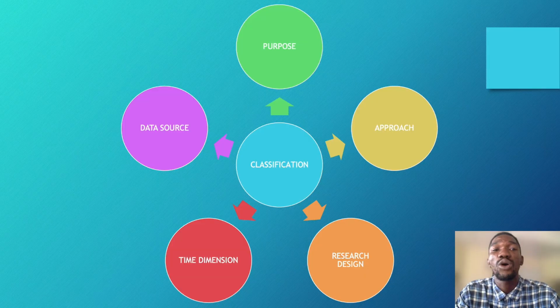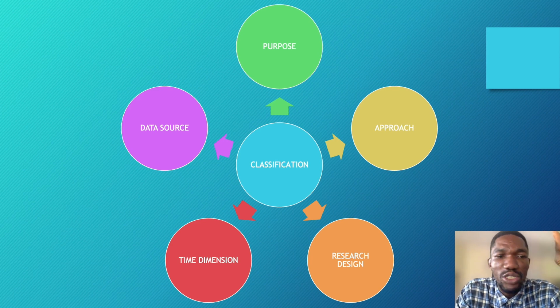Now we have different types of research based on the school of thought and then the person conducting the research. When we're classifying research, we classify it based on: one, purpose; two, the approach; three, the research design; four, the time dimension; five, the data source. So these are basically different classifications of research that determine the type that you're conducting. So the next time someone asks you what type of research you are conducting, feel free to tell them the type based on this classification. So let's proceed.